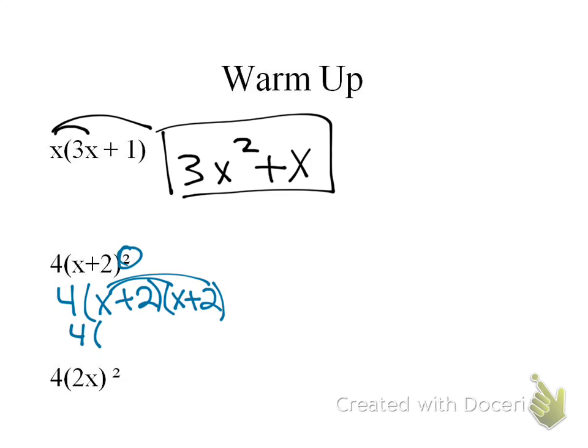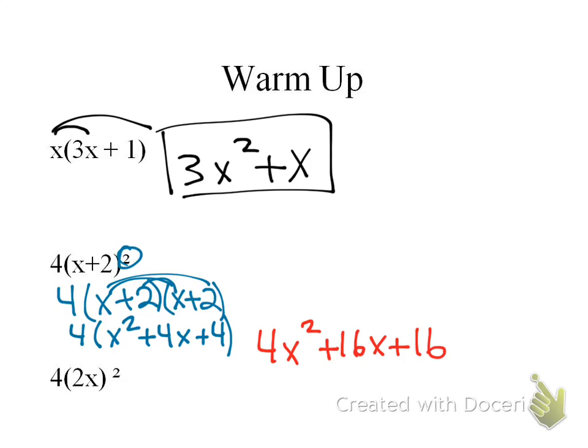So we have 4 times x squared, that's going to be plus 2x, which will be plus 4x, plus 4. Then you can distribute the 4. So your final answer here is 4x squared plus 16x plus 16. This came into play when we were doing vertex form on your test, and people were messing it up.